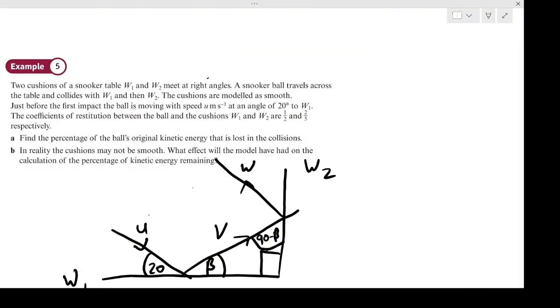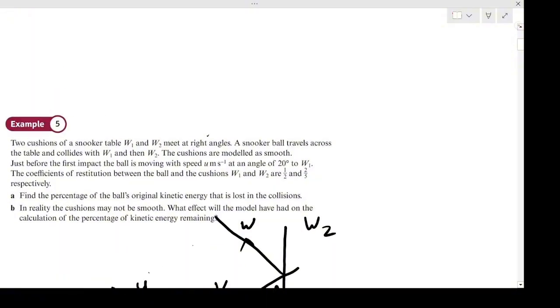Now part B is saying, in reality, the cushions may not be smooth. What effect will the model have had on the calculation on the percentage of kinetic energy remaining? So it's quite similar to one of the earlier questions we looked at. The idea is, again, it's talking about the walls or the surfaces being smooth. So that means it has no friction.